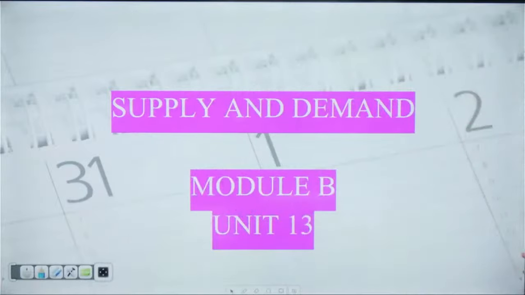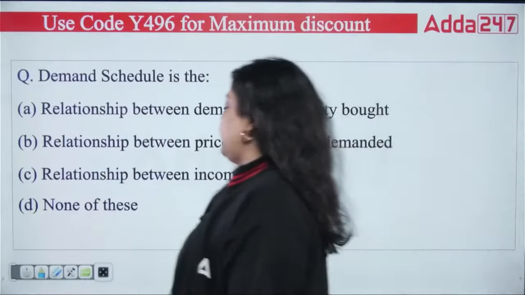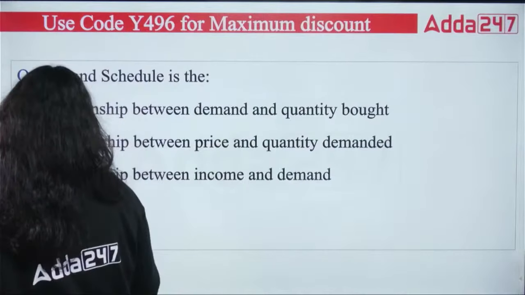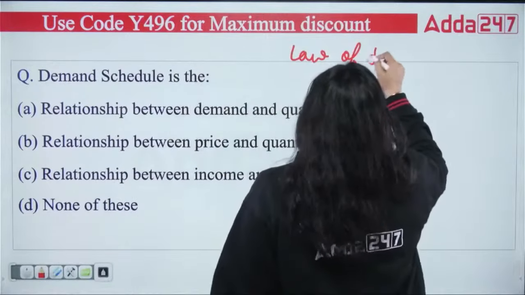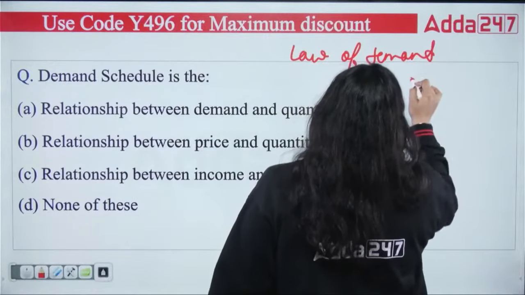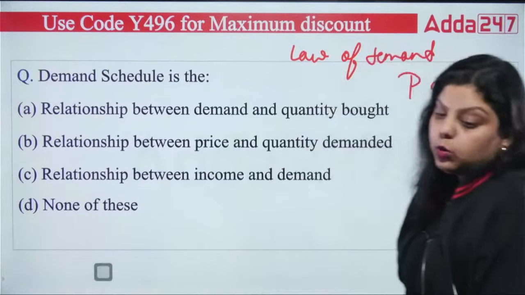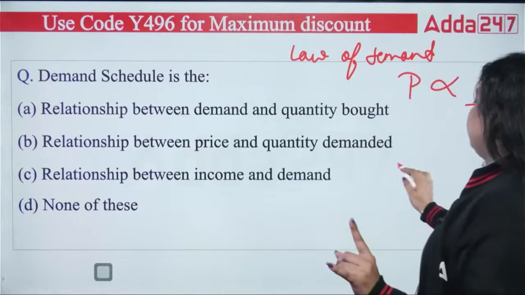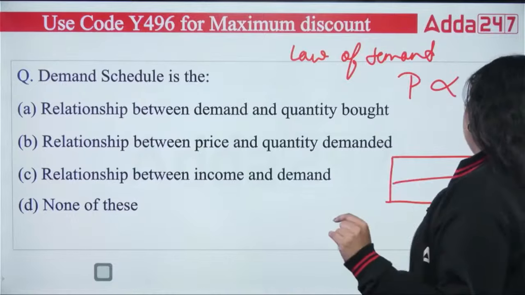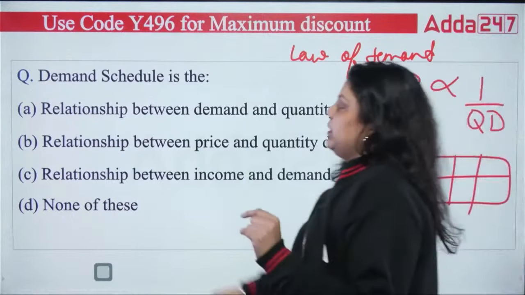Now let's start with the MCQ and you will find more concepts in the session. So the first question in front of you is asking about demand schedule is the dash. Like, what is demand schedule? First of all, we have to understand that the law of demand says that price and quantity demanded have inverse relation. Price and quantity demanded have what? Inverse relation. And when we represent this relation of price and quantity demanded in tabular form, that will be known as your demand schedule.